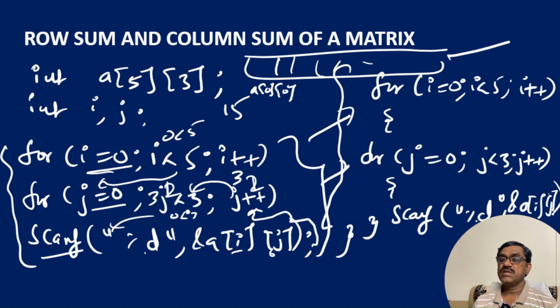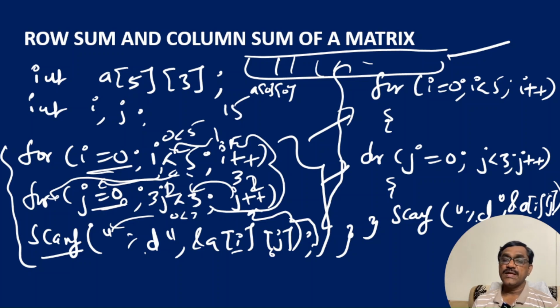So 3 is less than 3? No, the condition is false. When the condition is false, the control goes up to the first for loop. Here i value becomes 1 now. Previously the first time it was 0, now i becomes 1, and 1 is tested here. 1 is less than 5. Yes, the condition is true. Again it enters this for loop, and j again starts from 0, and it is repeated 3 times. Like that, it goes on reading 15 elements.